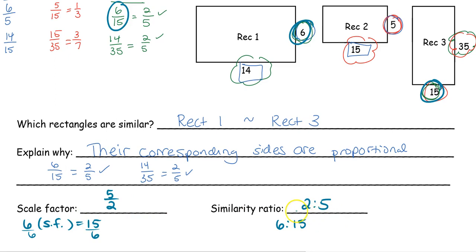And again, the scale factor and the similarity ratio, those are always going to be reciprocals of each other. This is a big question for your quiz and test. Lots of parts, meaning lots of points. All right, and then we are done.